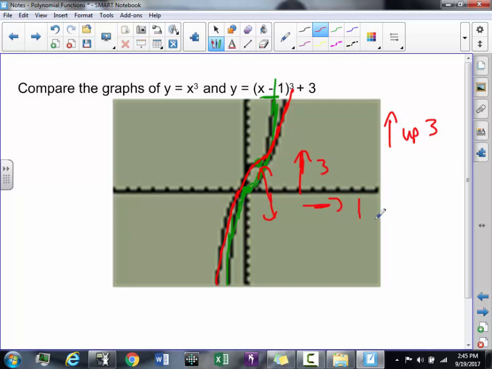See how that works there? I know it's kind of a jumbled mess in there, but this point right here has been over 3 up 1. And really all of those points have.